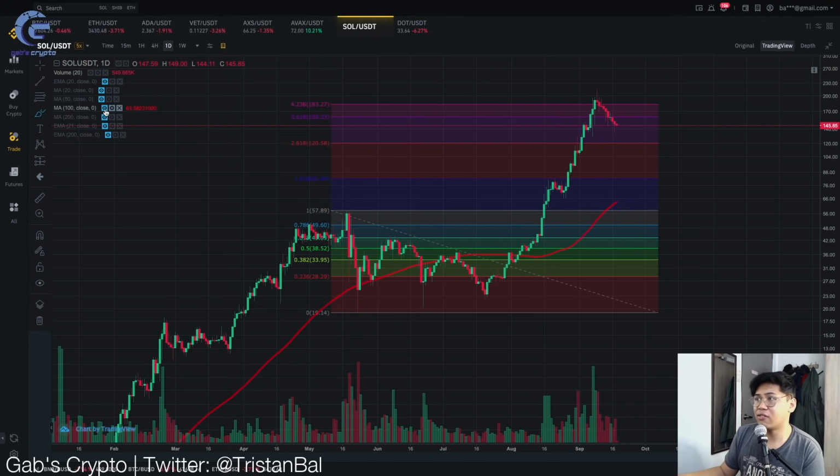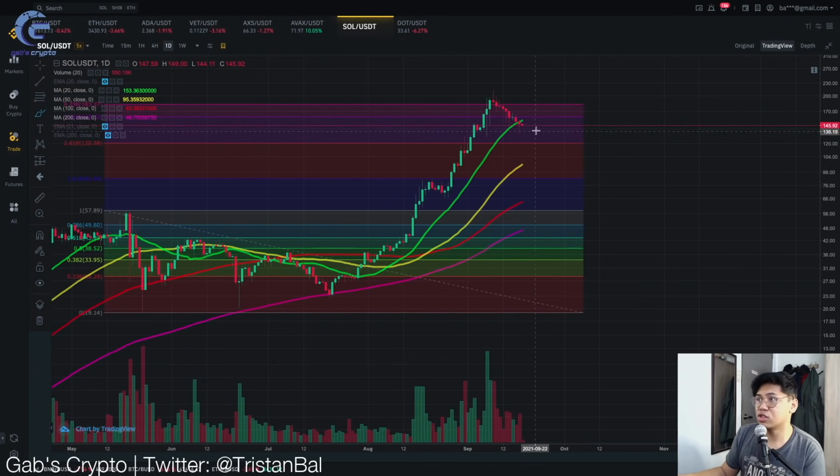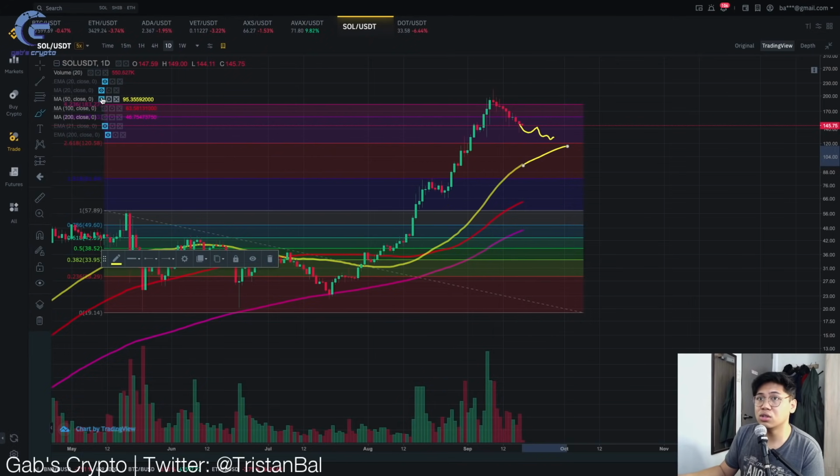Let's look at the moving average kasi at least dito sa moving average, mabibigyan tayo ng idea kung saan yung magandang buying area. So right now, we are actually breaking down from this 20-day moving average. So by that time, siguro na mag-decline or gumalaw-galaw si Solana dito. Kasi possible na at this area, pwede tayo mag-bounce dyan. I think Solana can actually meet this 50-day moving average anytime soon.